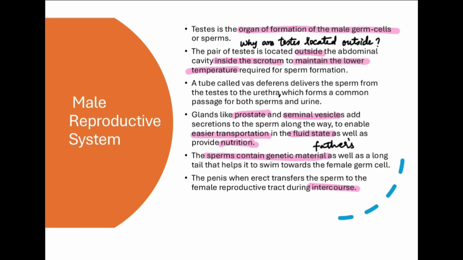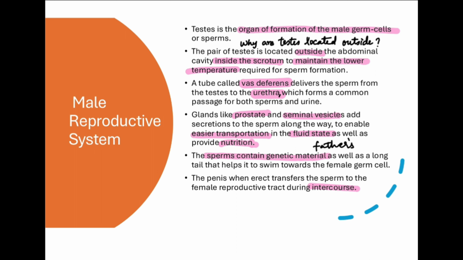A tube called vas deferens delivers the sperm from the testis to the urethra, which forms a common passage for both sperms and urine. We have glands like the prostate and seminal vesicles, which add their own secretions to the sperm. This enables the easier transportation of the sperm as well as it provides nutrition for the sperm. The sperms contain genetic material from the father's side as well as a long tail which helps it to swim towards the female germ cells or the eggs.